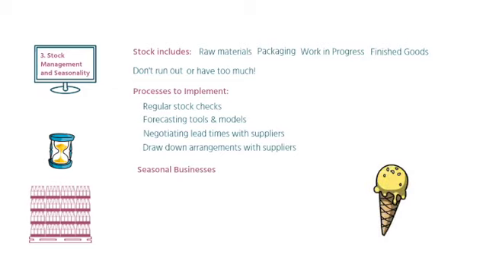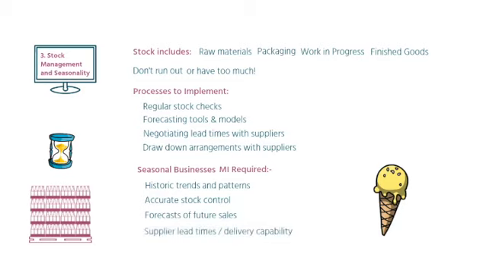Seasonal food and drink businesses have to make important decisions at key times of the year in order not to carry too much stock into the quiet season and to ensure they have enough for the busy periods. To assist with these decisions, a variety of MI is required, including historic trends and patterns from the same time last year, the year before, etc., for sales, stock levels, and so on. Accurate stock control and up-to-date balances, and forecast of future sales. See Part B of this session for more information about this. And finally, supplier lead times and delivery capability.